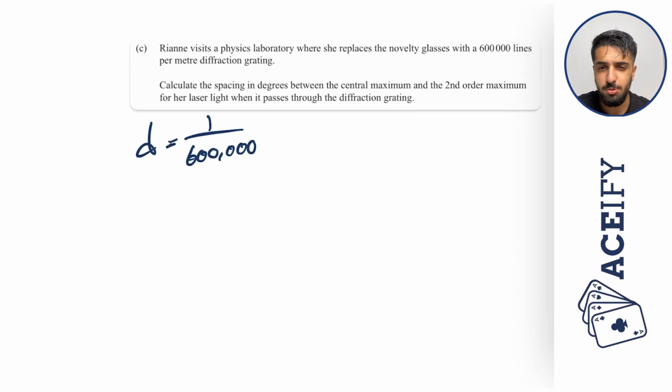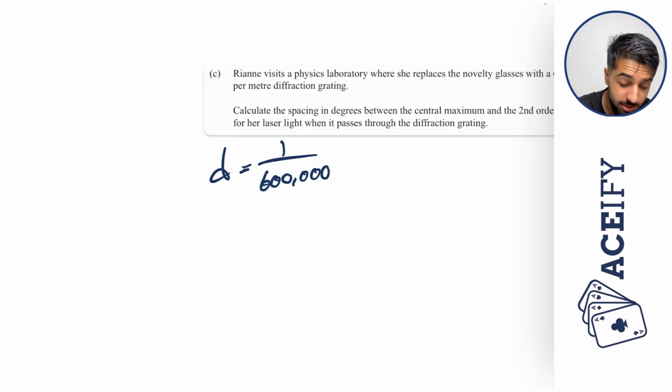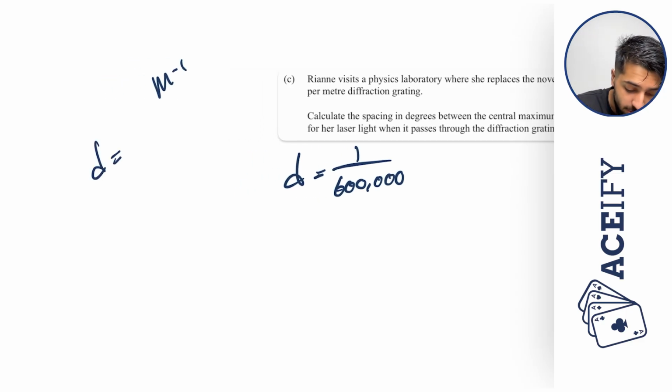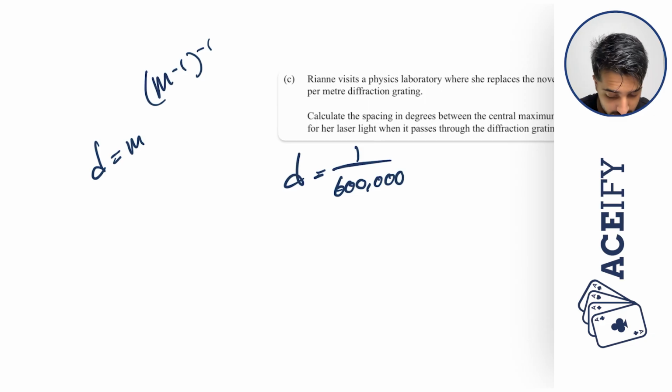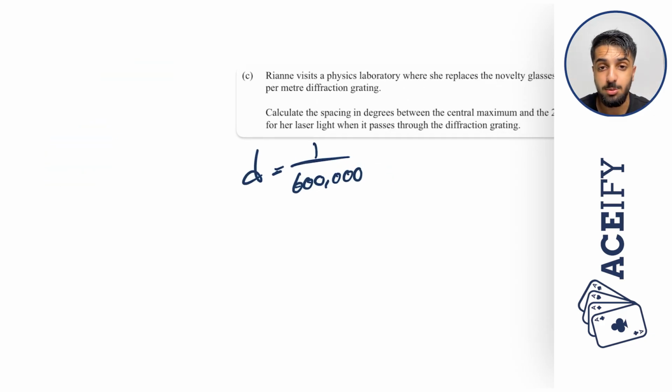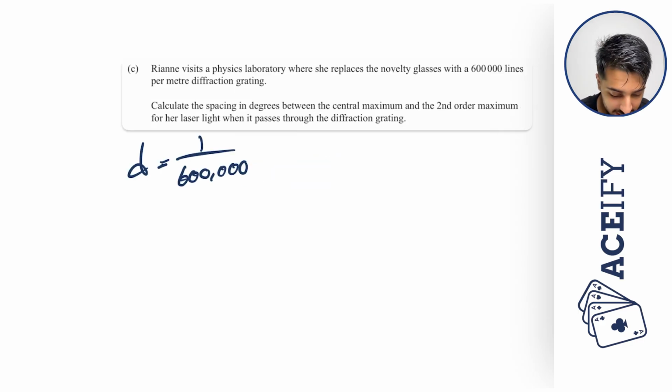A lot of students are confused about why we take the inverse. The way I thought of it back when I was doing level 3 is we have lines per meter, so the dimension of lines per meter is m to the minus 1. However, d has dimensions of just meter. So if we want to take lines per meter to just meter, we can put it to the power of minus 1, and that gives you dimensions of meter. That's how I like to think of it, and if that helps you, then great. So d is 1 over 600,000. Again, we know n lambda is equal to d sine theta.